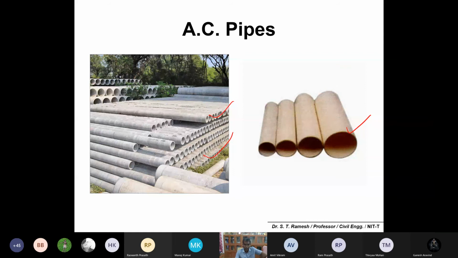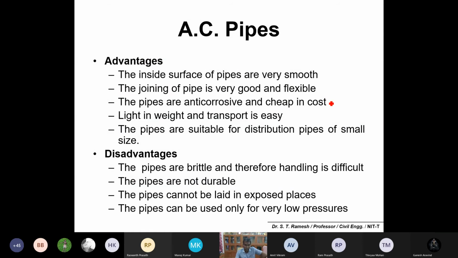And the advantages here: again, you can make the internal surface very smooth, the joining of pipes is very good and flexible, anti-corrosive and cheaper cost. Transportation is very easy, and these pipes are suitable for distribution pipes of smaller size.